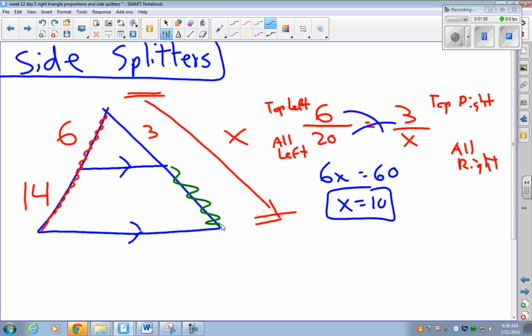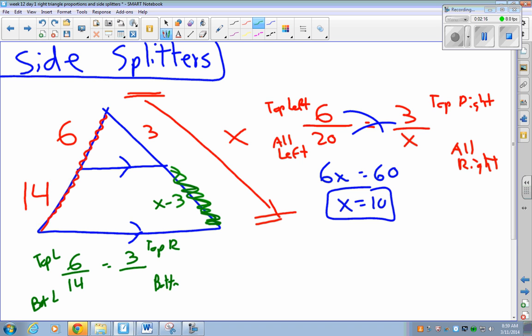Okay? If you wanted to try and name that green guy, if the whole length is x, and the little part's 3, then this length would be x minus 3, and you could do this in 6 over 14, which is top left over bottom left, should equal top right, which is 3, over bottom right, which is x minus 3.